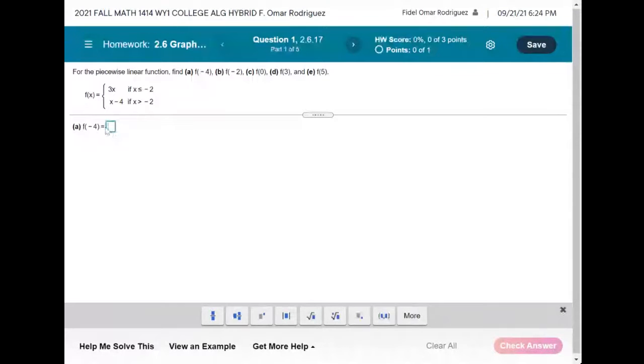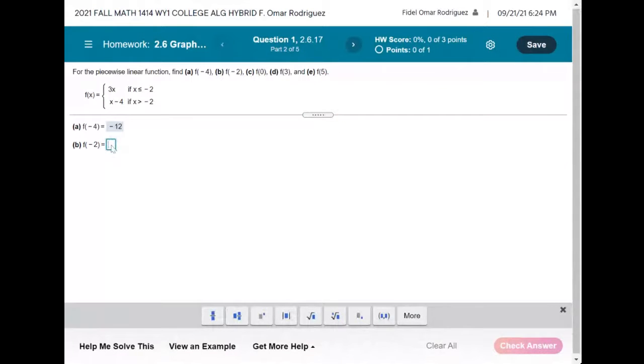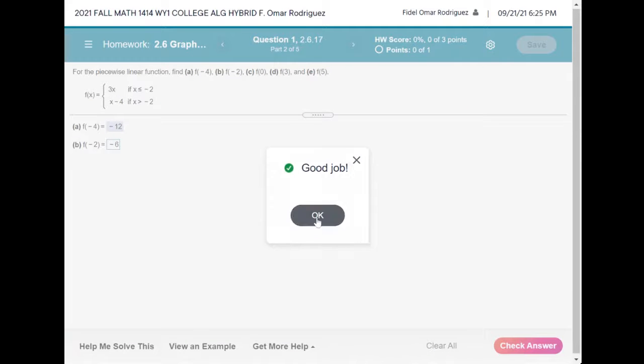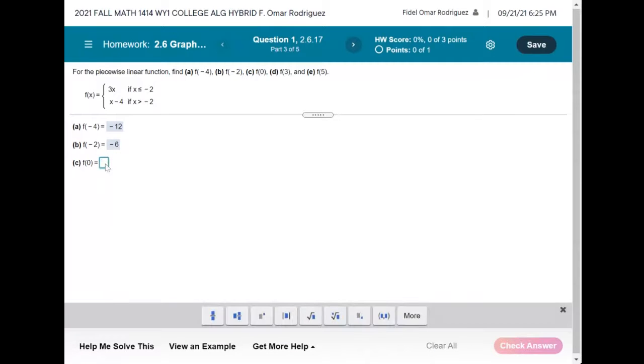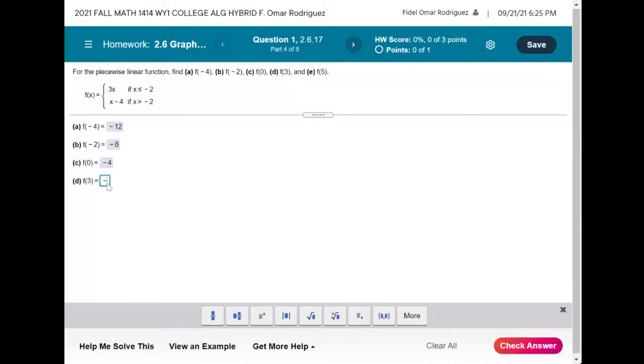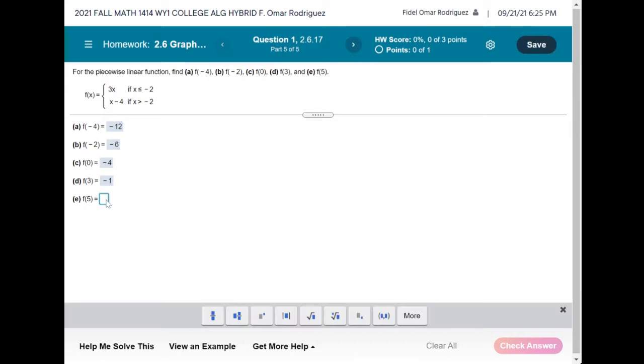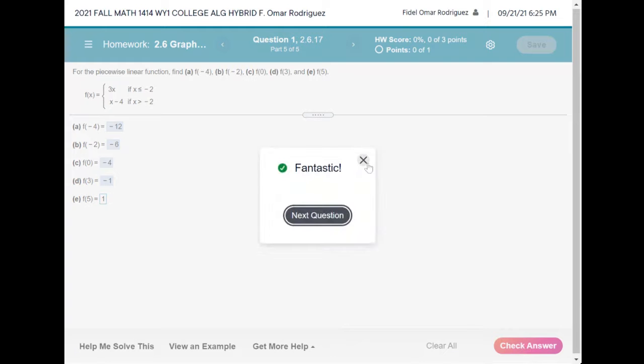Okay. So for the first answer, we came up with negative 12. We're going to check it. For the second answer, we came up with negative 6. We're going to check it again. For the third answer, we came up with a -4. Let's check that again. For this one, we came up with a -1. Check that one. And the last one we came up with was a +1. And there we go, right? So we got it.